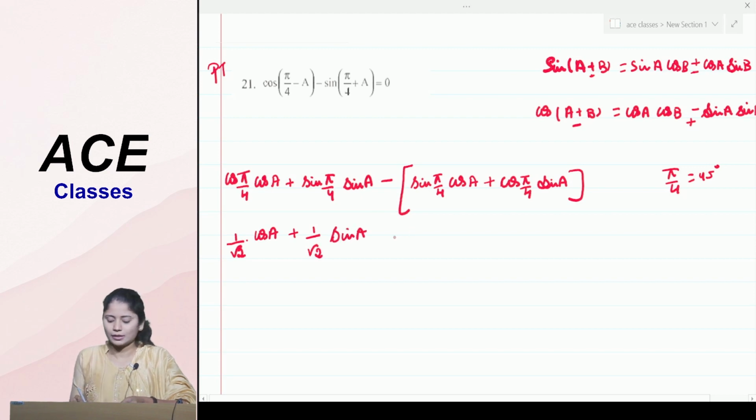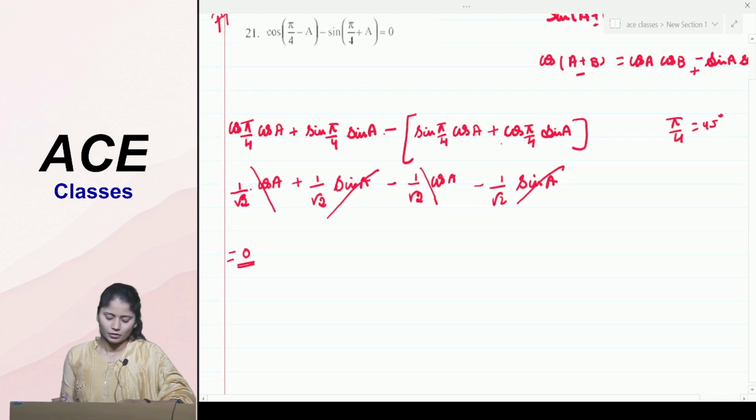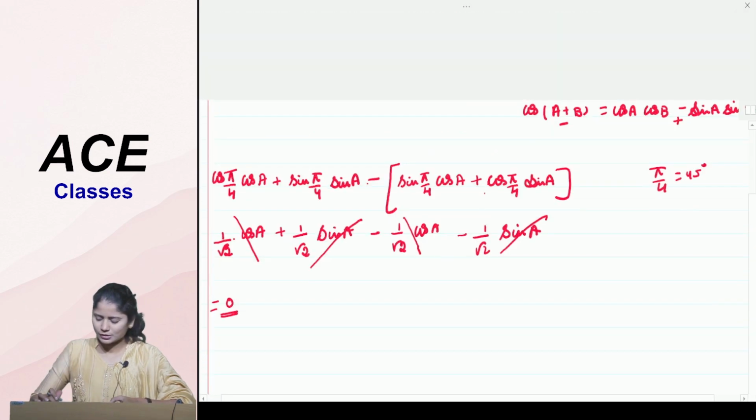Since it is minus, I am using sin pi by 4 is 1 over root 2 cos A. Minus into plus is minus 1 over root 2 cos A, and cos pi by 4 is 1 over root 2 sin A. When you observe, this term and this term will get cancelled because they are in opposite sign. In the similar way, 1 over root 2 cos A minus 1 over root 2 cos A will be cancelled. So nothing is there, so 0 will be left out. So you have got your RHS. Now we will move on with the next question.